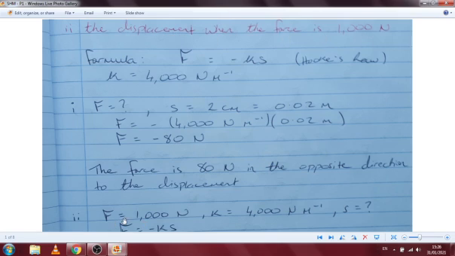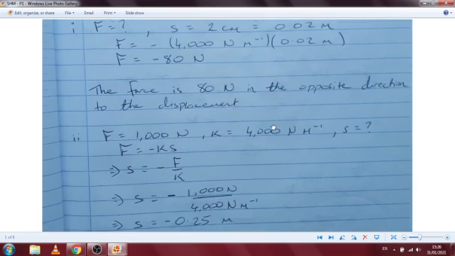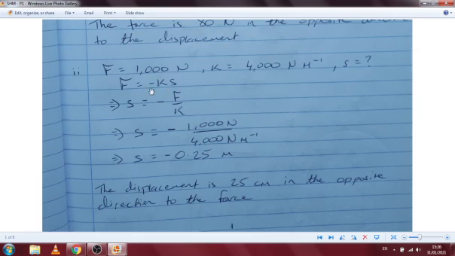So in this question, we're told the force is 1,000 newtons. We still know the spring constant, so we're asked to find the displacement. So again, we take our basic formula, F is equal to minus Ks. That tells us that when we divide across, S is equal to minus F over K. We know F, we know K, so we substitute them in. So S is equal to minus 0.25 meters.